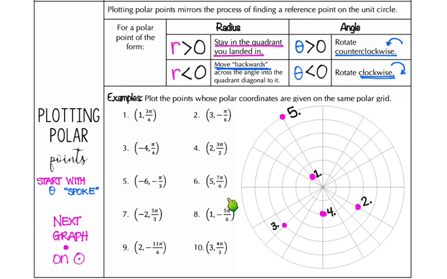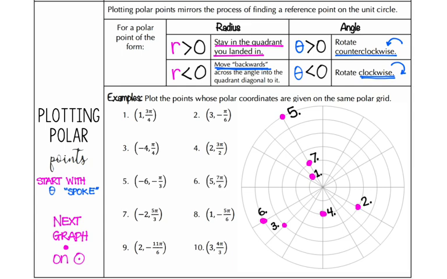For problem number 6, we identify the spoke 7 pi over 6, and we know we're going forward since it says positive 5. Count out 5, put a dot. For point number 7, identify the spoke 5 pi over 3, back up 2.